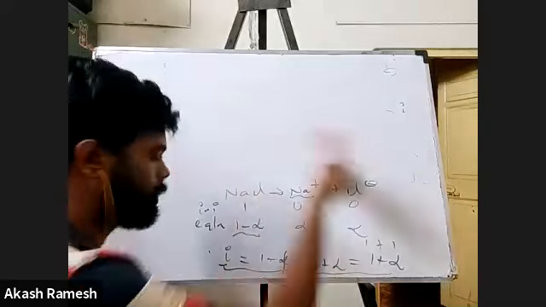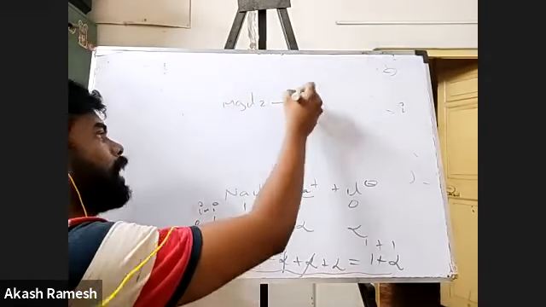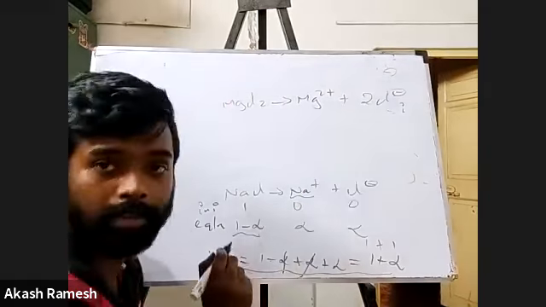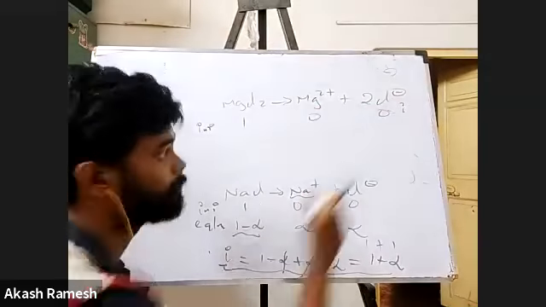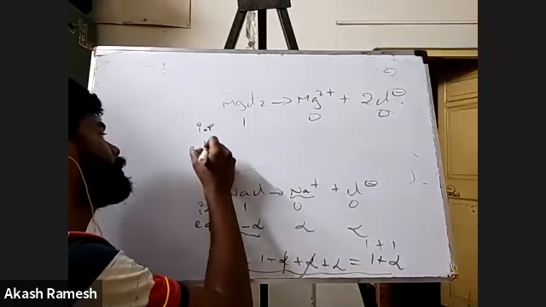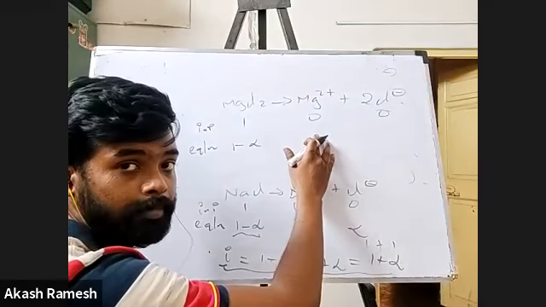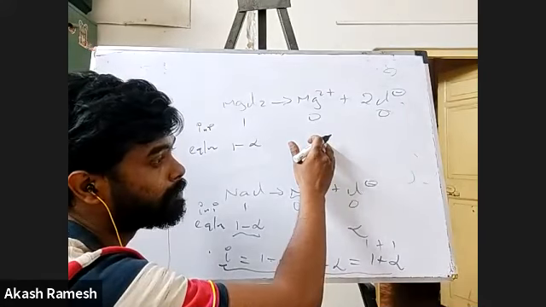Maybe we'll take one more example like this. Let me take MgCl2. I know MgCl2 will form Mg2+ and 2Cl-. Say initially I take 1 mole, 0, 0. At equilibrium, say some alpha would have reacted. What should come here for Mg2+? It will be alpha. For Cl-? It's 2 alpha. Please look at this.